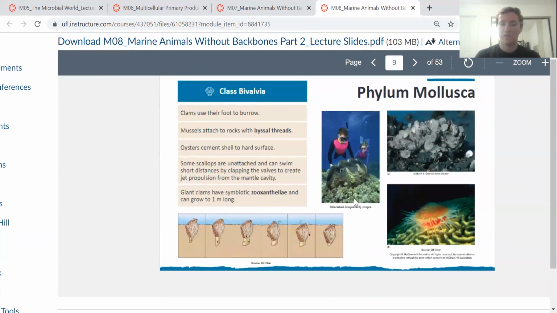So we'll go a little bit more in depth about it. They use their muscular foot to burrow, and they attach to rock with byssal threads. So that is something important to note. They're almost like holdfasts, where they just grab onto a surface. Some of them have zooxanthellae, which is something to note. And again, zooxanthellae are dinoflagellates. So that's something important to remember.